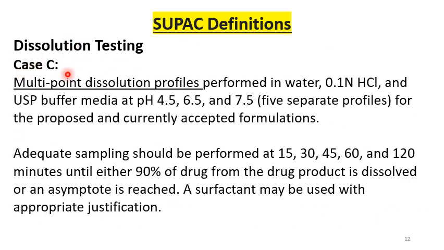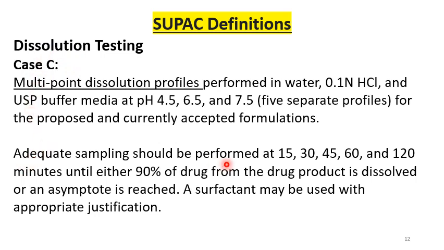Then case C for dissolution testing. It involves multi-point dissolution profiles performed in water, 0.1 normal HCl and USP buffer media at pH 4.5, 6.5 and 7.5. So 5 separate profiles for the proposed and currently accepted formulations. That means the formulation without change and the formulation with change are required to be tested as per case C for dissolution testing.